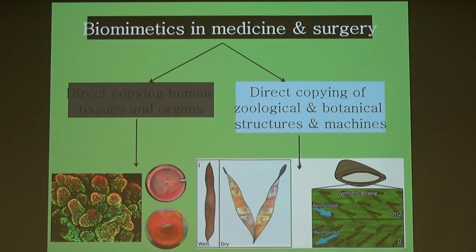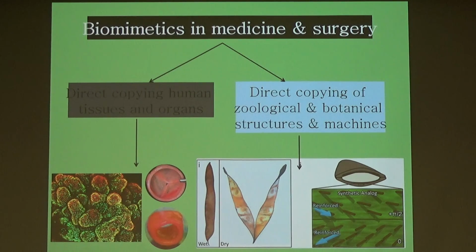So biomimetics is part of medicine anyway. Direct copying of human tissues and organs is an approach. It's a biomimetic approach. There's another approach which takes inspiration from not only human biology, but also from nature itself. So copying of zoological and botanical structures. That's another kind of biomimetics, and biomimetics can be very broad in its approaches.